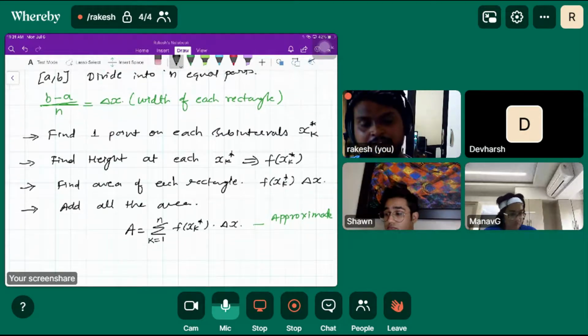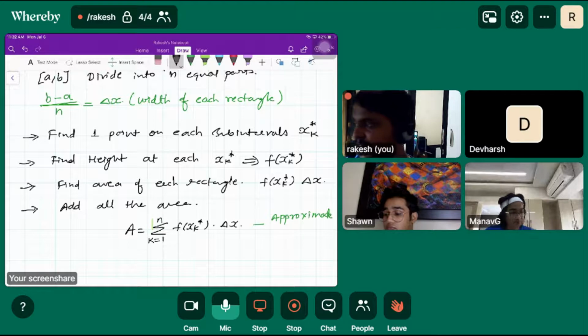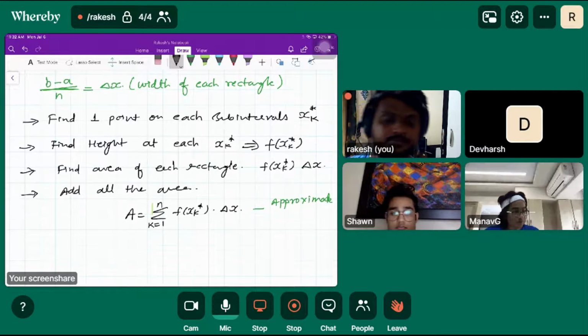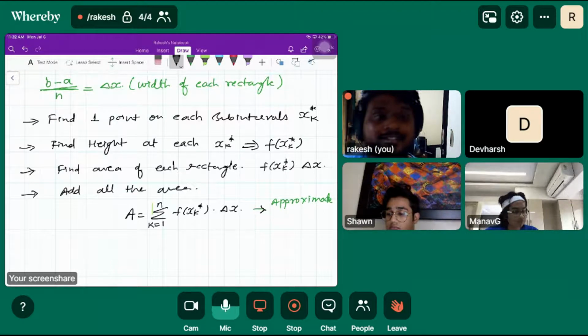Now you must have noticed one thing here. How do we find the exact area? This gives you the approximate area. How do we find the exact area?